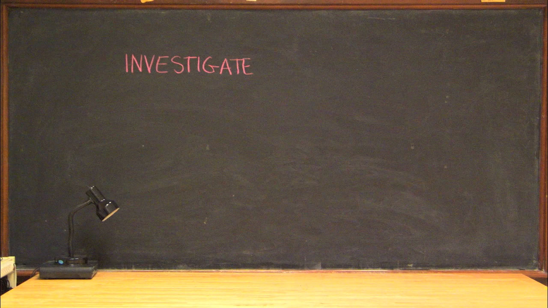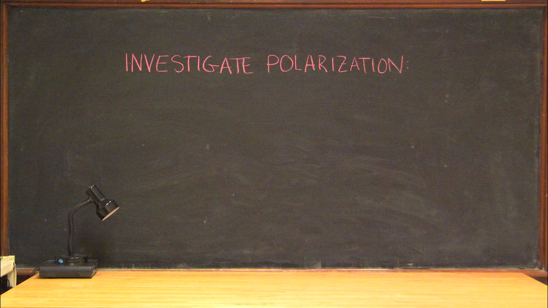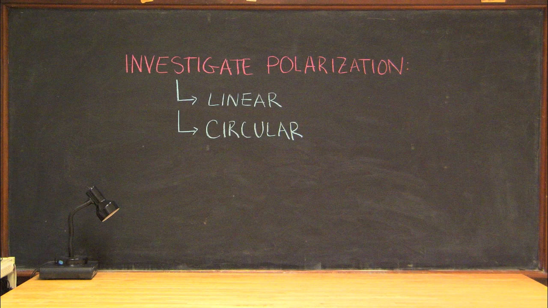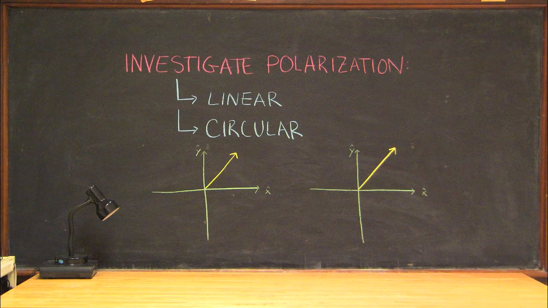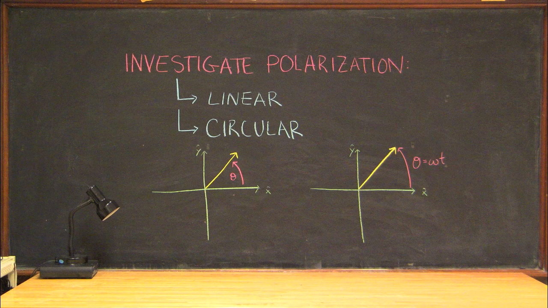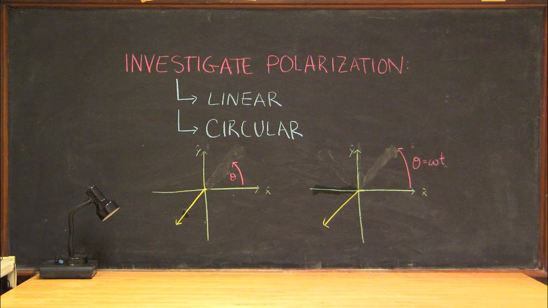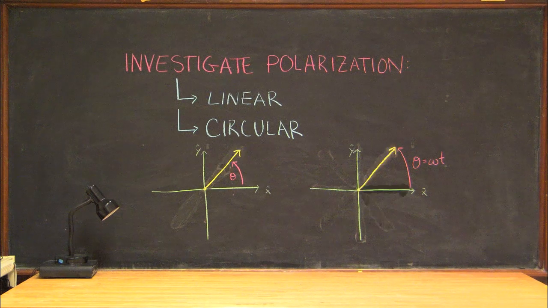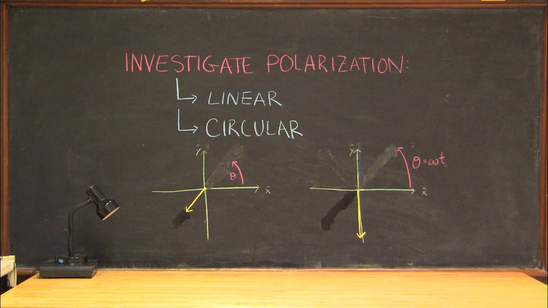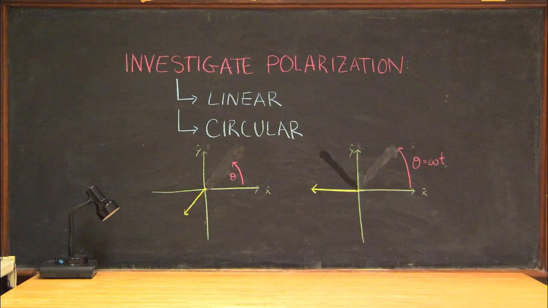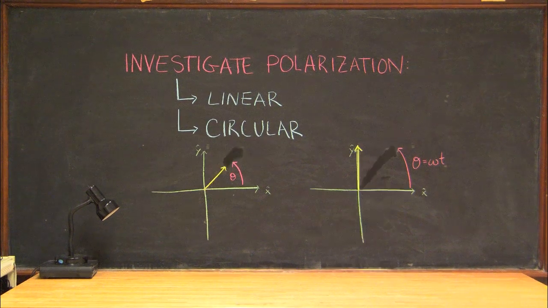In this week's lab, we'll investigate the polarization of light. We'll focus on two types of polarization, linear and circular. Say you pick a point in space to look at the electric field of a light wave over time. Linearly polarized light has an electric field vector that always points along the same axis, but changes in amplitude at the frequency of the light wave.